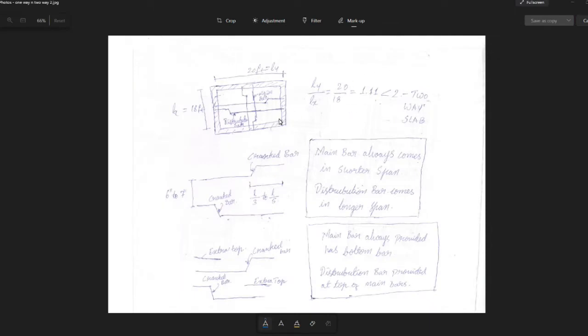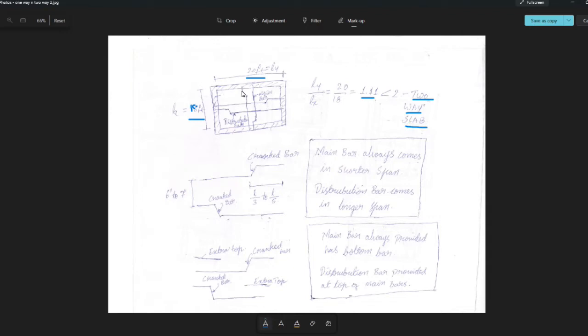Now I'm going to take the first room, which has 20 feet by 18 feet. Now I will take the ratio. So ly by lx, that is 20 by 18, which equals 1.11. This value is less than 2. So there we need to consider a two-way slab, and we're going to design a two-way slab here.